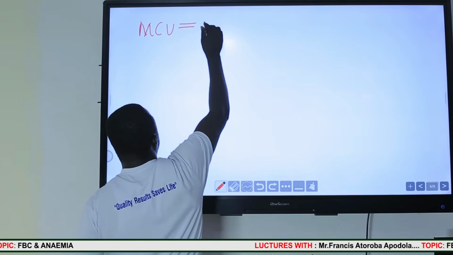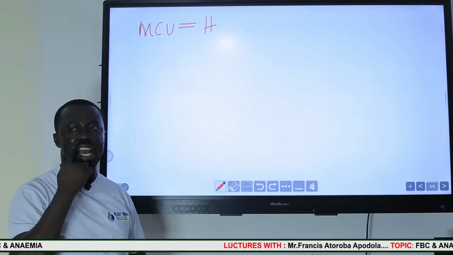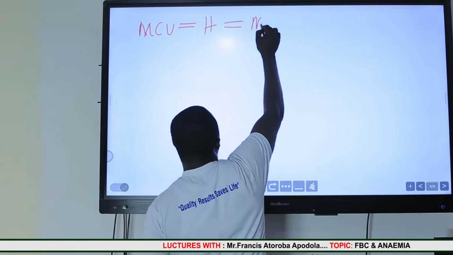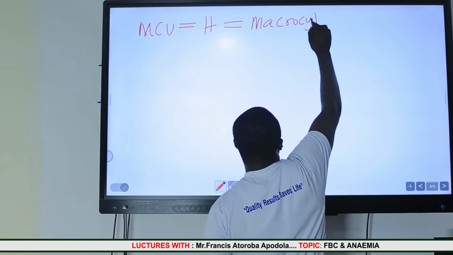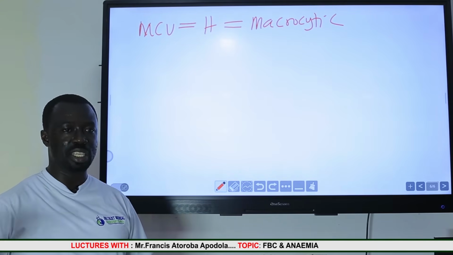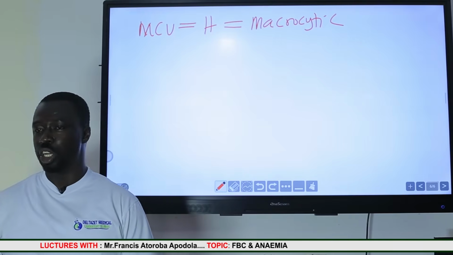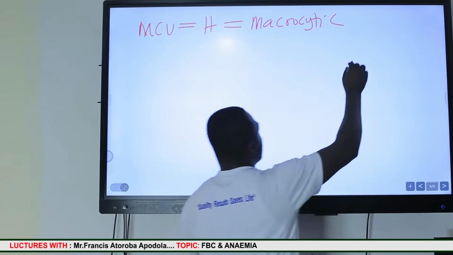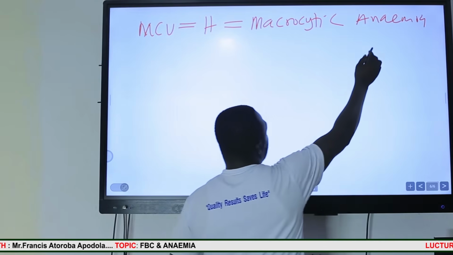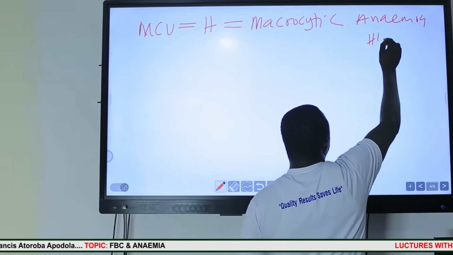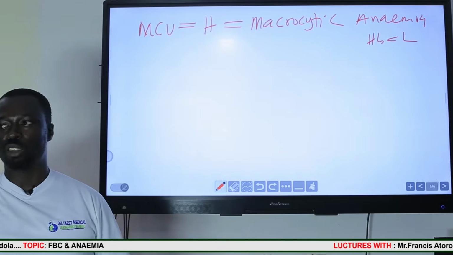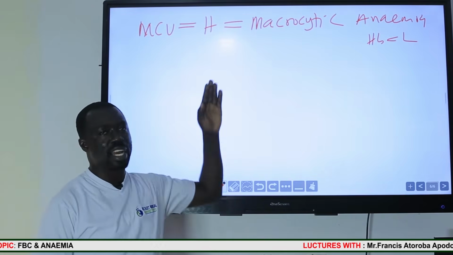We want to look at an MCV being high, a higher MCV. When the MCV is high, according to the full blood count report, it means the cells are macrocytic. Is the HB of the patient low? Yes. If the HB of the patient is low, then that becomes macrocytic anemia. Are we together? So the anemia only comes in when you know that the HB of the patient is low. But if only the MCV is high, you cannot add anemia to it. So macrocytic anemia.